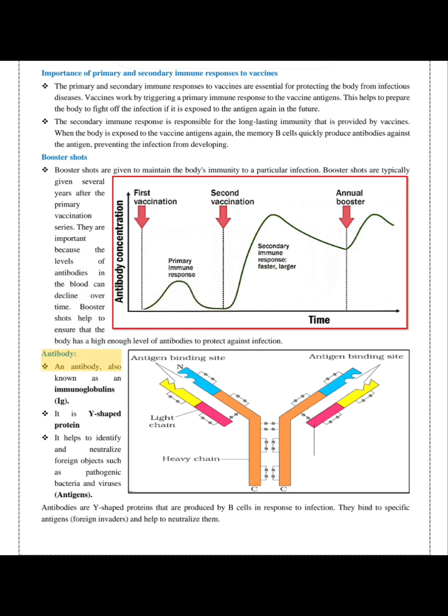Antibody. An antibody, also known as an immunoglobulin, Ig, is a Y-shaped protein. It helps to identify and neutralize foreign objects such as pathogenic bacteria and viruses. Antigens. Antibodies are Y-shaped proteins that are produced by B cells in response to infection. They bind to specific antigens, foreign invaders, and help to neutralize them.